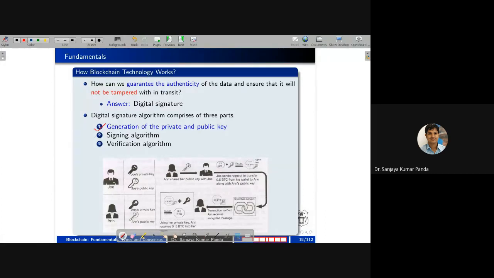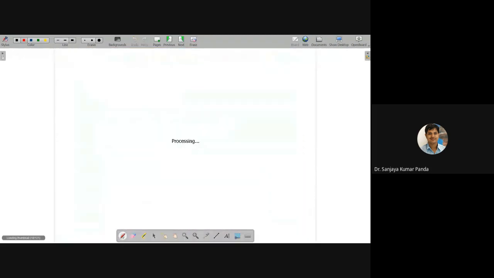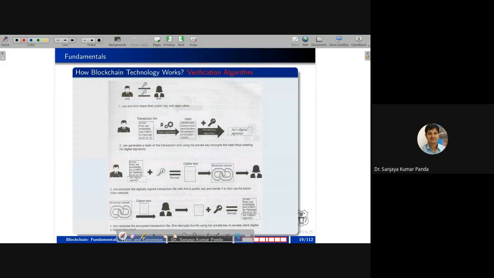The second step is the signing algorithm. So the signing algorithm will help you. Suppose the sender wants to send, the sender has to sign that yes, this particular thing belongs to him, right? And there is a verification algorithm to check whether the same thing is reflected in both users' accounts or not. So coming to the verification algorithm, how to verify a particular transaction in the blockchain network. So you know Joy and N share their public key with each other. Public key is known to everyone, because it is for public users only, right? Anybody can get this information.